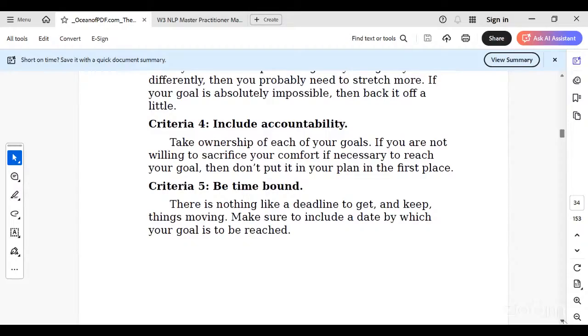Criteria 5, be time bound. There is nothing like a deadline to get and keep things moving. Make sure to include a date by which your goal is to be reached. Because if you don't think of giving an end date, then there is no urgency that gets created, at least for me. And then it just goes, okay, kal kar lenge, there is still time.